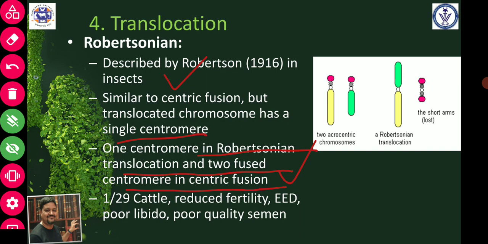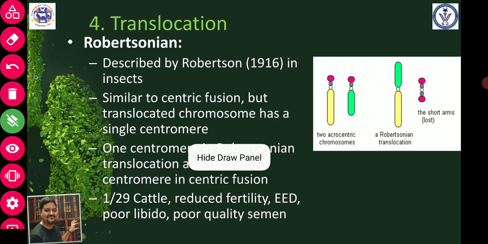And the famous example of Robertsonian translocation is the translocation between the first and 29th chromosome of cattle. It will lead to reduced fertility, early embryonic death, poor libido, poor quality semen, etc. So this is a very famous example of Robertsonian translocation between the first and 29th chromosome. So this first and 29th acrocentric chromosome will fuse together and form one large metacentric chromosome, and the remaining portion will be lost. So this was about the Robertsonian translocation.